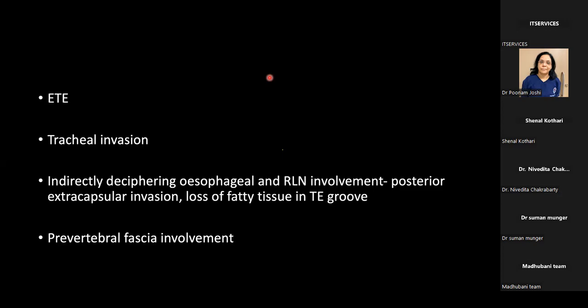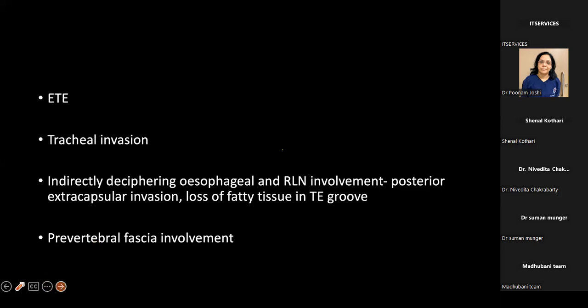And on CT, esophageal wall involvement is difficult to ascertain because generally the esophagus is not distended. So usually it is collapsed. But if you see a frank invasion, then fine. Or else these indirect signs can help you come to a conclusion that the esophagus is threatened or the RLN may be involved. Now, prevertebral fascia involvement: yes, if there's a loss of fat plane between the vertebra and the malignancy, then definitely there's prevertebral fascia involvement. But MRI scores better for assessing prevertebral fascia involvement compared to CT scan.